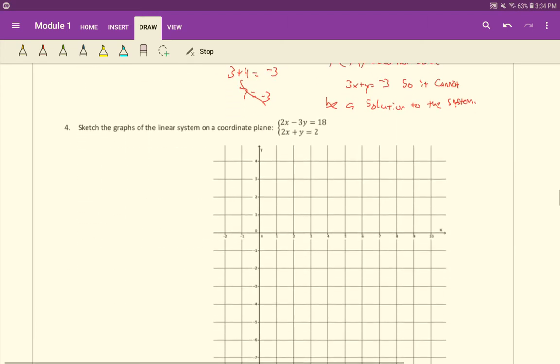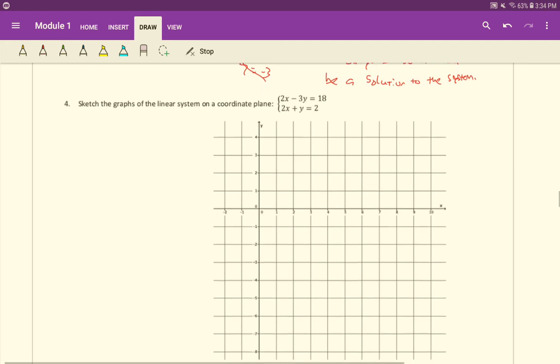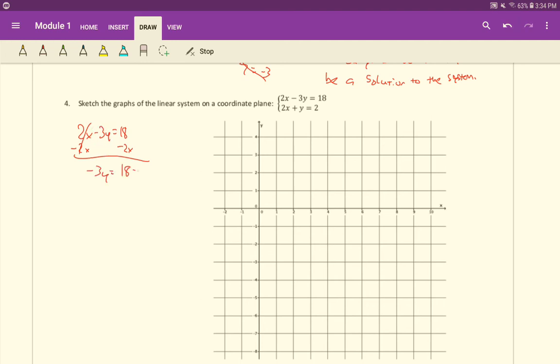Okay, number 4. Sketch the graphs of the linear system on a coordinate plane. So we have 2x minus 3y equals 18, 2x plus y equals 2. So again, same situation here. We're going to solve both of these for y. So we'll subtract 2x from both sides to start getting that y by itself. We'll have a negative 3y left over here. And then we'll divide everything by negative 3 to get rid of that negative 3 times y.